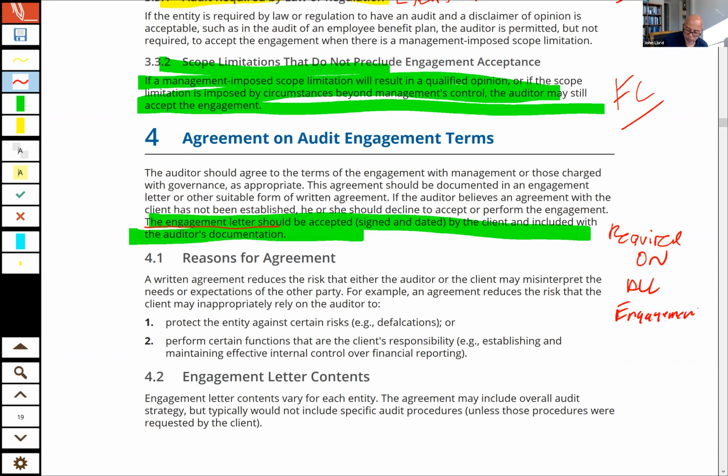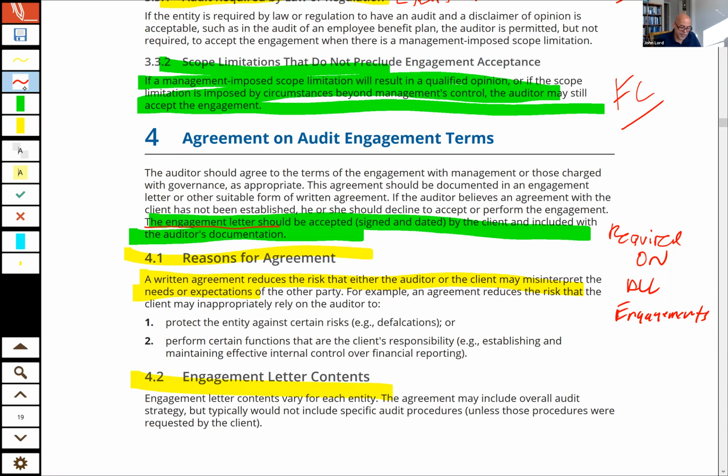So when we later on start looking at other types of engagements like preparation, compilation, review, audit, what we're talking about here is that you must have an engagement letter, required on all engagements, okay? So let's take a look at the reason for the engagement letter. It is so that neither party misinterprets the responsibilities of the other. So we've got to have an engagement letter.